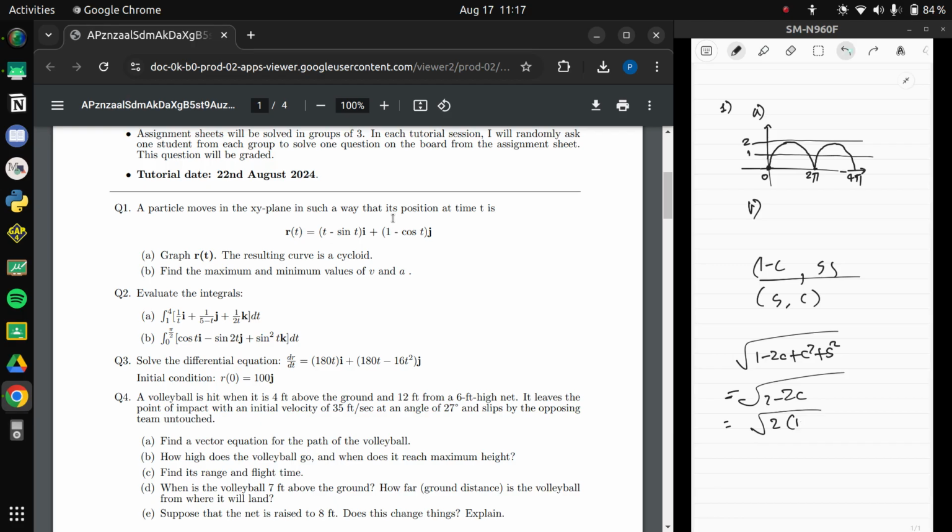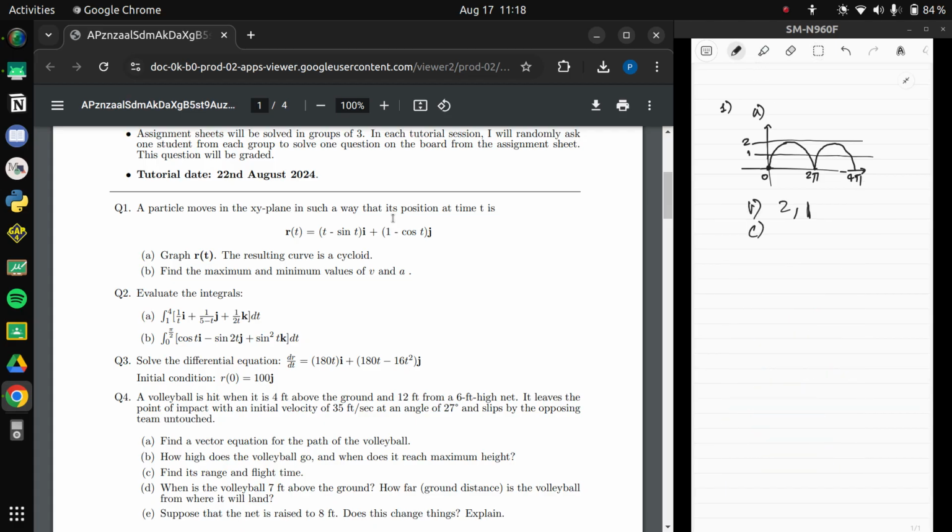So 1 minus cosine is just 2 times sine squared of t by 2. So that is going to be 2 times the magnitude of sine of t by 2. This thing is 1 at max, and this is 2, so it's going to be 2. So it's 2, and for acceleration it's just 1 because it's a unit vector in any case. What about c? There's no c.